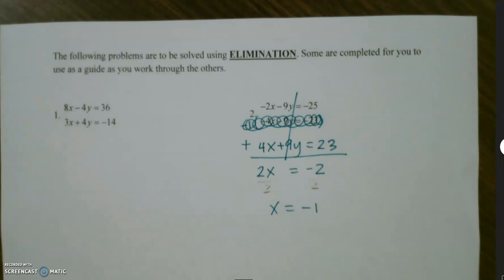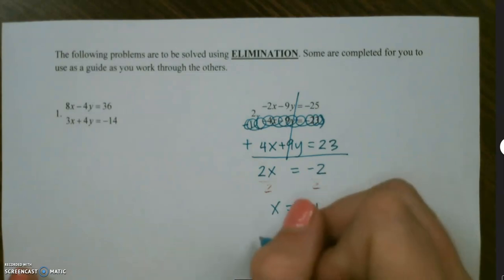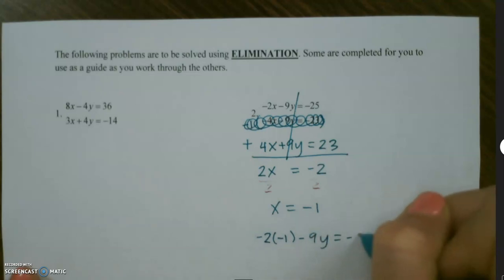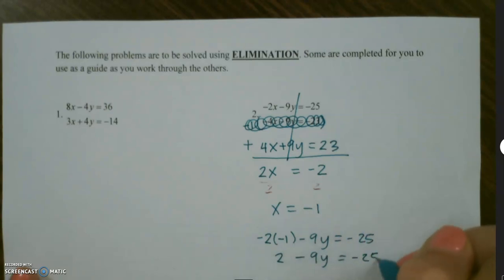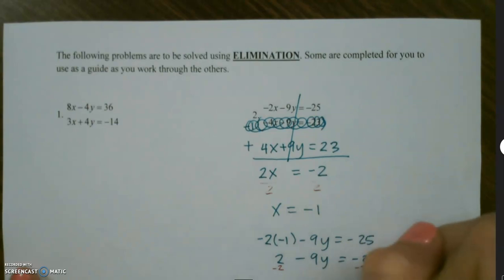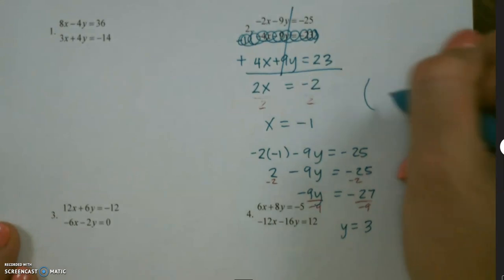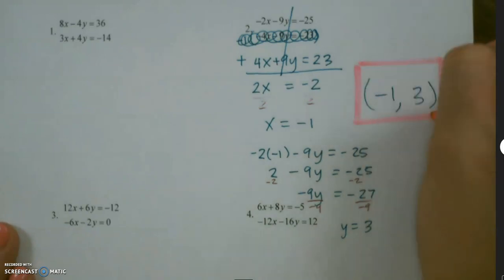Now that I know what my x is, my final step is going to be to plug that back in, or substitute that back in to see what my y value is. So negative 2 times my x. That would give us a positive 2. I can subtract 2 on both sides. I can divide by negative 9 on both sides. So it looks like my y is equal to 3. So negative 1 comma 3 would be the solution to this system.